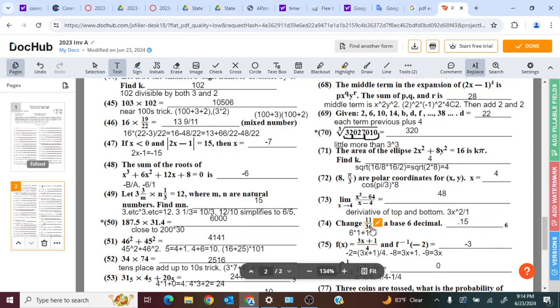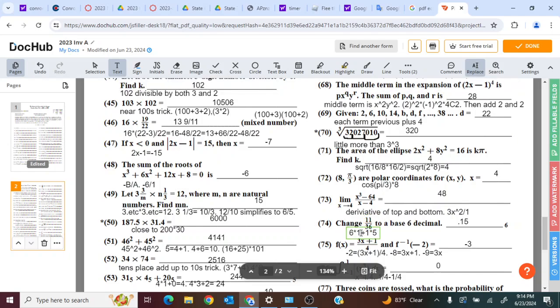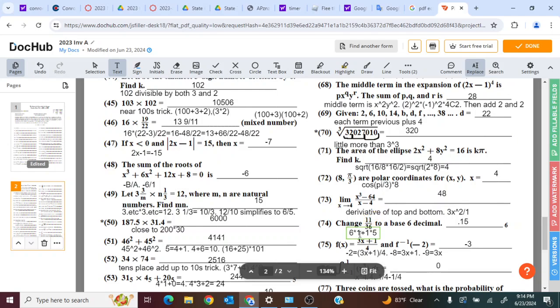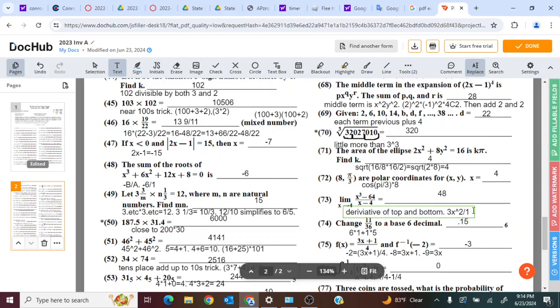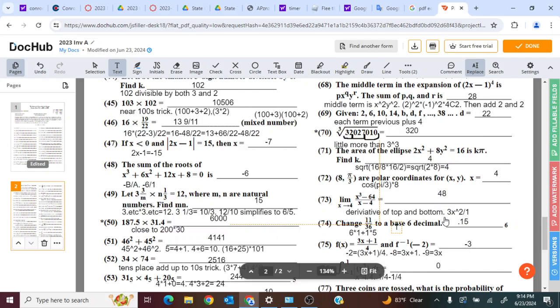Change this to a base 6 decimal. Well, you've got to imagine how you do it is you first figure out how many 6's go into 11. Well, 1 does. So your first digit is going to be 1 in this case. And then how many 1's go into what you have left, which is 5? Well, 5. So your answer is 1, 5.